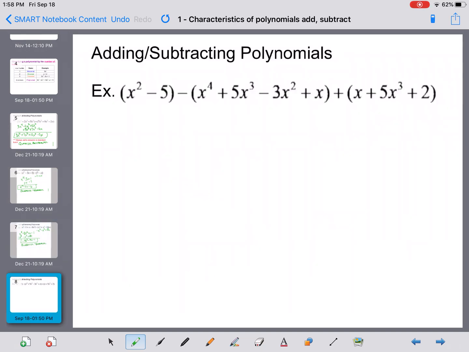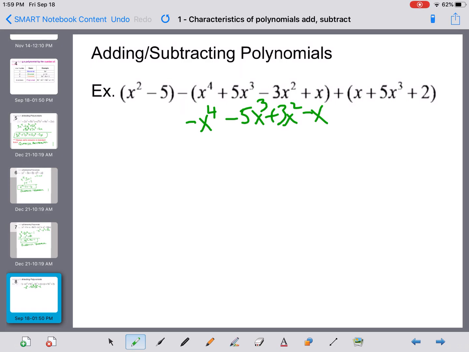Lastly, we are going to have multiple polynomials, adding and subtracting. And so what we would do is similar kind of pattern, is that I'm going to distribute the negative on the middle term, the middle polynomial. So we're going to say that this is going to become minus x to the fourth minus 5x to the third plus 3x squared minus x. And I feel like that step will just help to reduce some errors as we progress through.